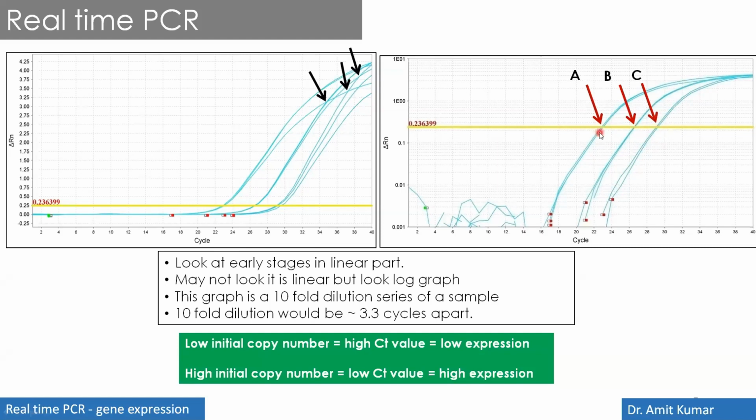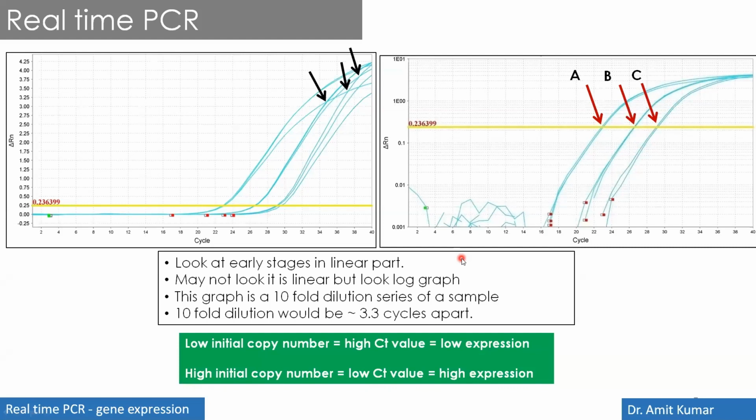So basically, if the expression is low, you will have a high CT value. If the expression is high, you will have a low CT value, right? So it goes in this way. In the green box, you will see that a low initial copy number equals a high CT value, and that is low expression. A high initial copy number means a low CT value, and that is high expression, right?